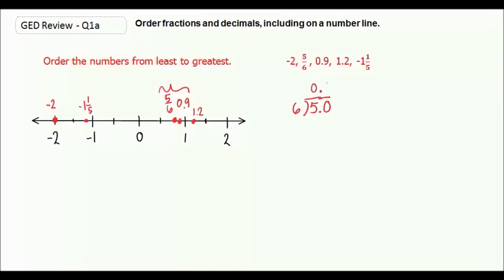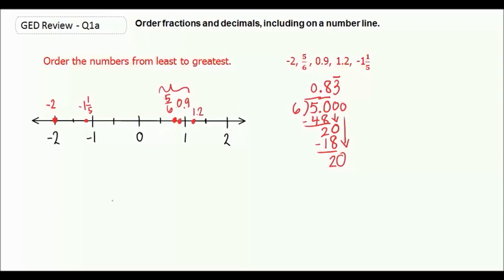6 goes into 50 8 times, which is 48. Subtract and get 2. Bring down another 0. 6 goes into 20 3 times, which should be 18. 2, if you bring down another 0. And that's just going to repeat. Okay, so comparing 0.9 and 0.83 repeating, this would come first, which means 5/6 is smaller than 0.9.